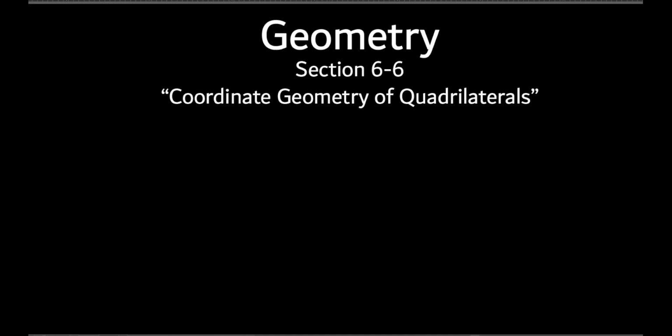All right, section 6.6. This is kind of a combination of things we've already done before. We're just putting it together. We know the title of this thing is called coordinate geometry. What's the first thing that pops in your head when you think of coordinate geometry? Coordinate plane. Okay. What's a coordinate plane? Graphing. Yeah, absolutely. All those things are true.